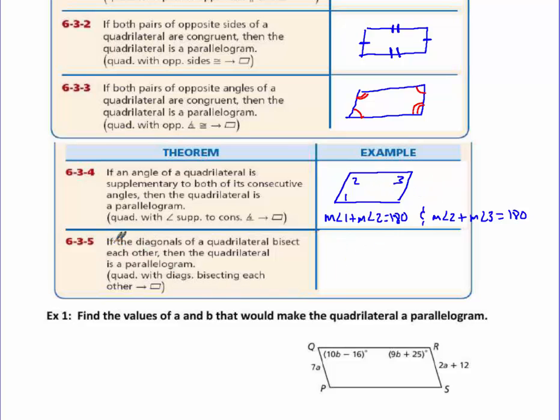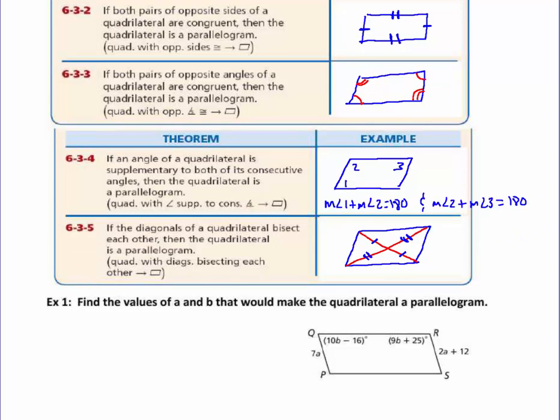All right, the next one, if the diagonals of a quadrilateral bisect each other. So we have our quadrilateral, and then it's going to have 2 diagonals. So one from this corner to that corner, and from this opposite corner to its opposite. And if those bisect each other, which means these two are going to be the same, and these two are going to be the same. If that happens, you know that you're dealing with a parallelogram and all the parallelogram rules apply.